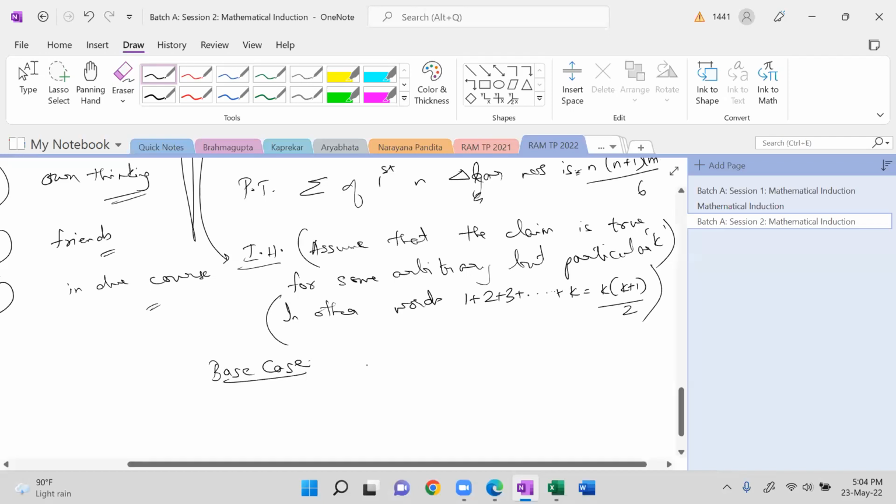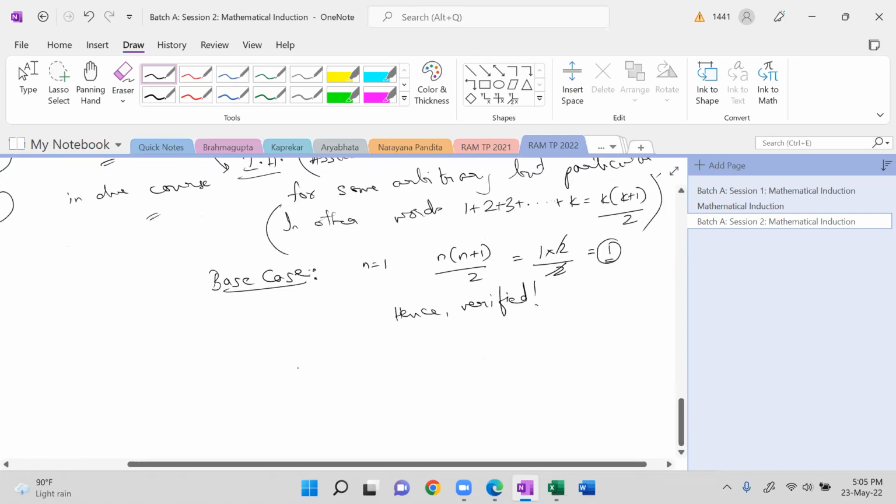Sir, we tried out for 0 and 1, because it is for natural numbers. So what should I write in base case? Sir, 1. When n equals 1, n into n plus 1 by 2 will be equal to 1 times 2 by 2, and that is 1. And 1 is the sum of the first one natural number, hence verified.